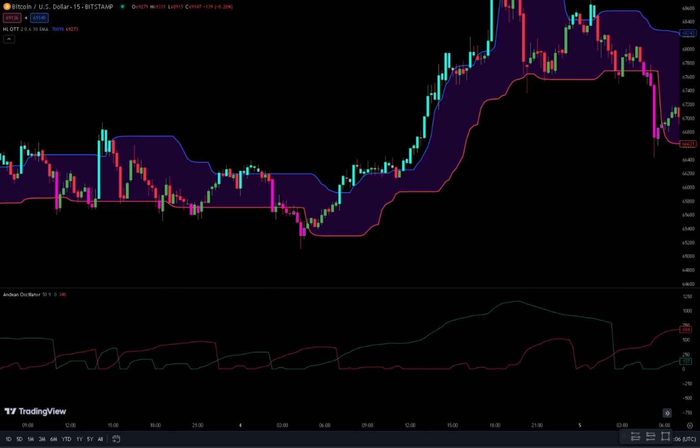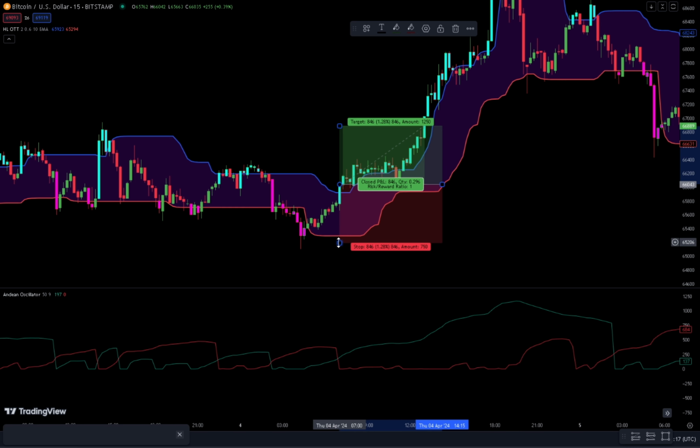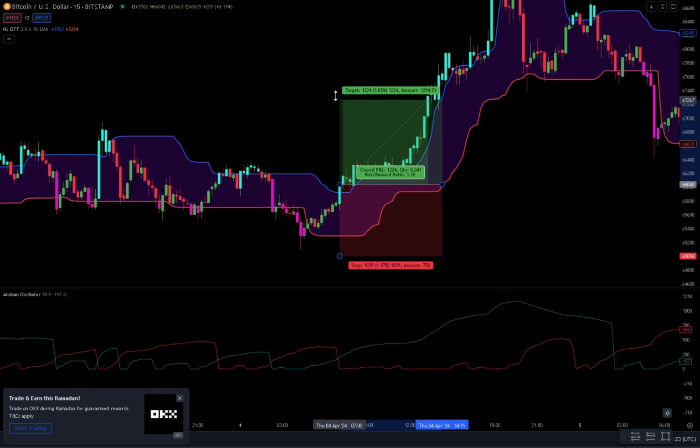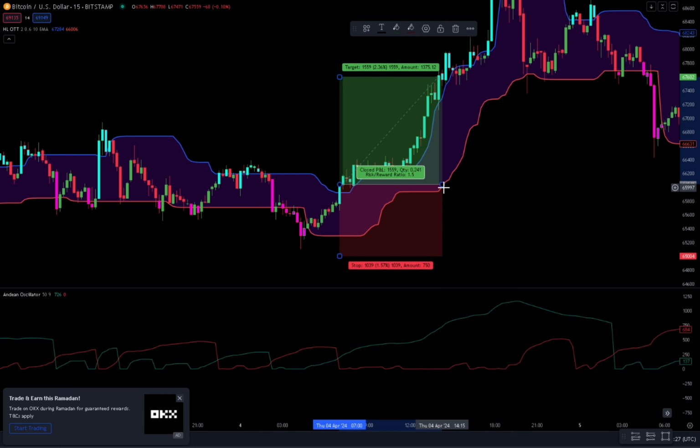How to place a buy order? When the Andean Oscillator signals a buy entry, pay attention to the price candlestick. Ensure that the price candlestick has broken out to the upside, meaning the candlestick color has changed to navy blue. If all conditions are met, you can place a buy order after the candlestick is closed. Set the stop loss at the latest swing low. Use a target take profit with a risk and reward ratio of 1 to 1.5.